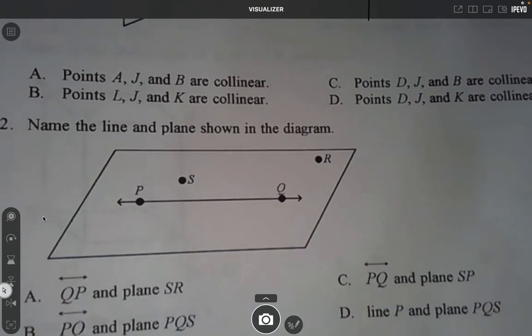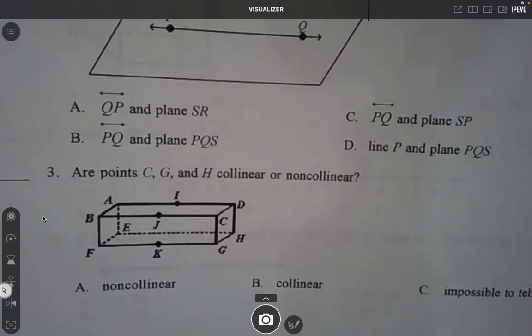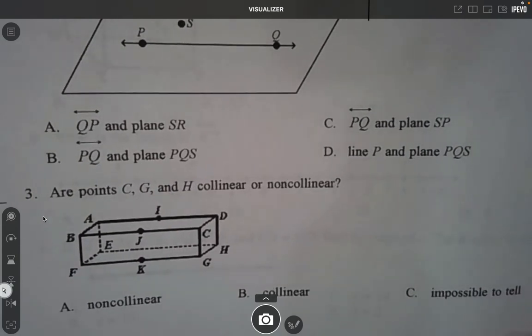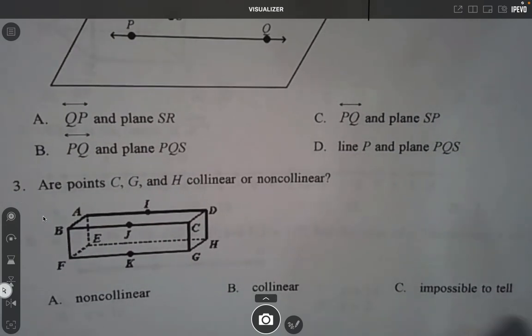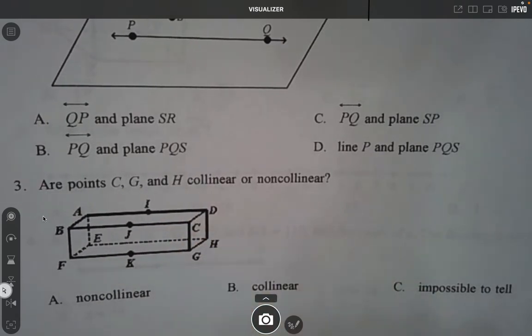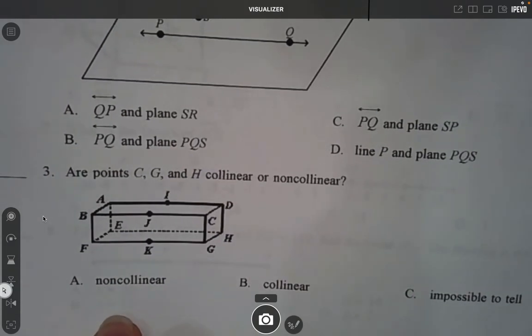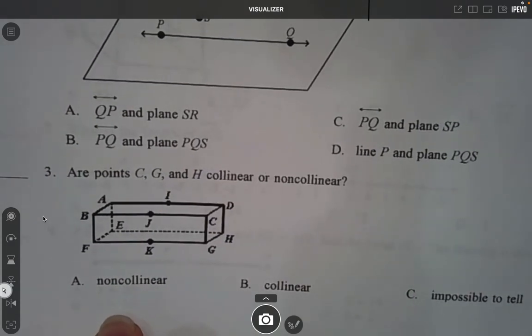Number 3. It says, are points C, G, and H on the same line or not? They are not. They're in the same plane, but they don't make a straight line. So no, it's non-collinear. If it was BJC, they would be, but it's not.